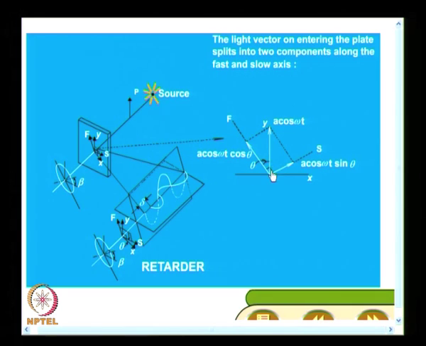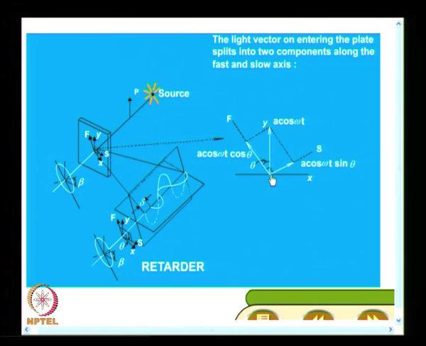And if you look at what happens on the front surface, I have the reference axis as x and y, and in the crystal we have reference axis as slow and fast, which is rotated at an angle theta. So, whatever light is represented with respect to the xy axis has to be represented with respect to the slow and fast axis of the crystal plate.